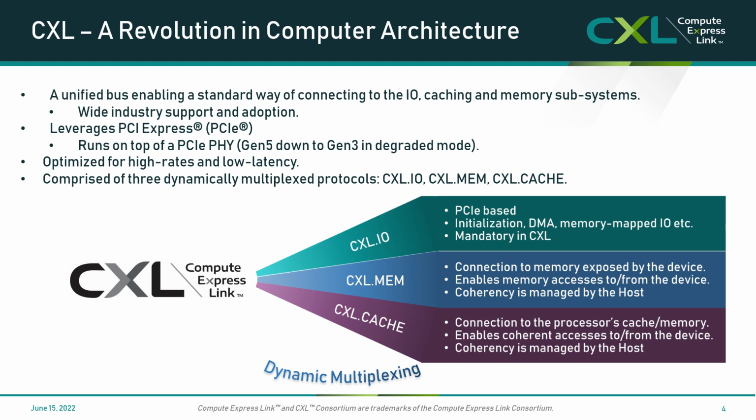There's CXL.mem, which allows a device to expose memory to the host, and enables the host to do memory accesses to and from the device. We'll show an example of how exactly it looks in one of the next slides. There's also CXL.cache, which allows a device to make coherent accesses to the host's memory or cache. Notice that in both CXL.mem and CXL.cache, coherency is managed by the host. It means that all the complexity and perhaps the specialty in managing the coherency for the specific architecture is managed by the host itself. And so, 3 protocols, all multiplexed on the same bus, and this is CXL.